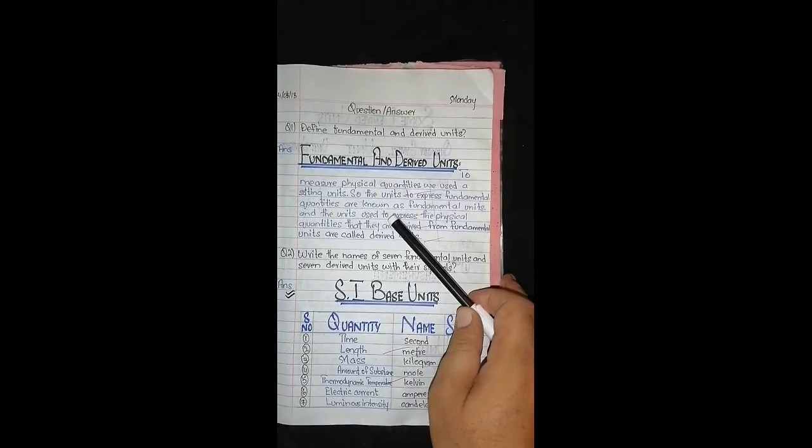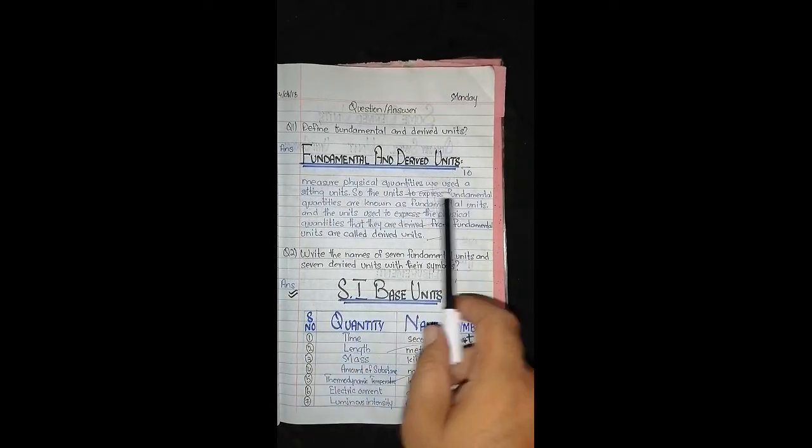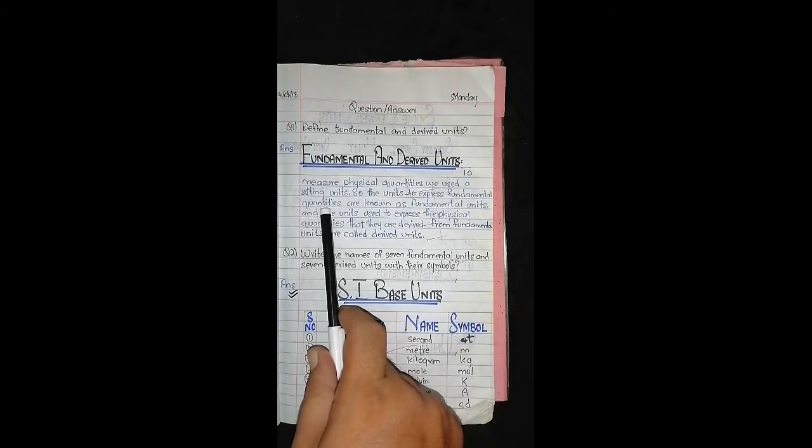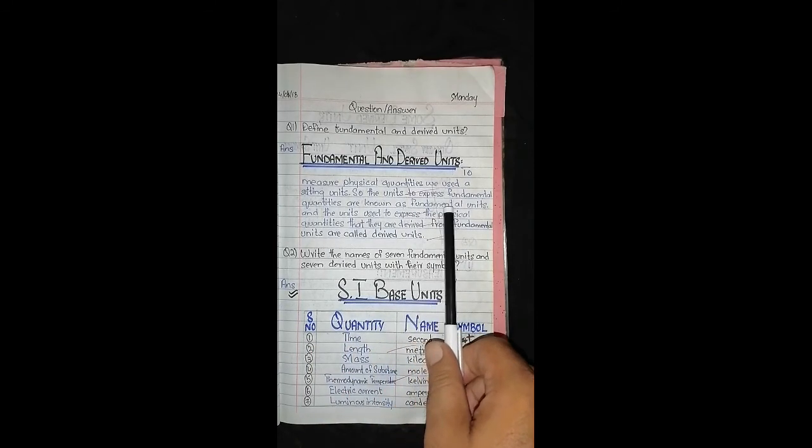Now, how can you write the answers in your notebook? Question number 1. Fundamental and derived units. To measure physical quantities, we use a setting of units. So the units to express fundamental quantities are known as fundamental units, and the units used to express the physical quantities that are derived from fundamental units are called derived units. Note that the answers of these questions are mostly in your book. See the answers, and mostly the answers are in your book.